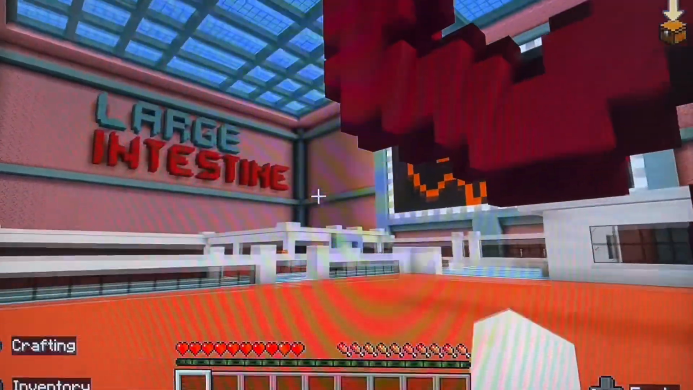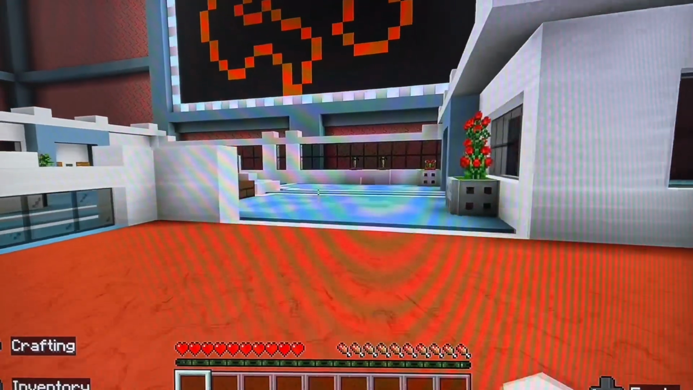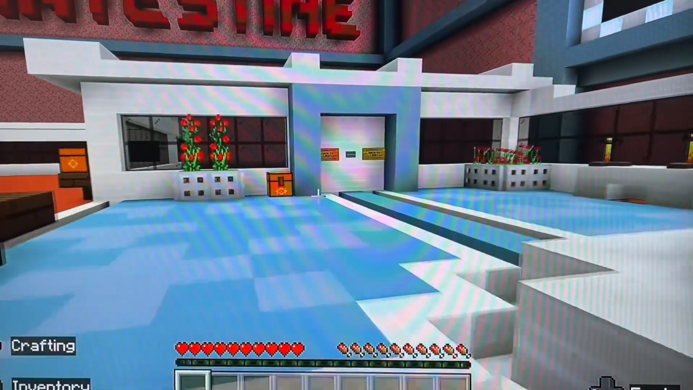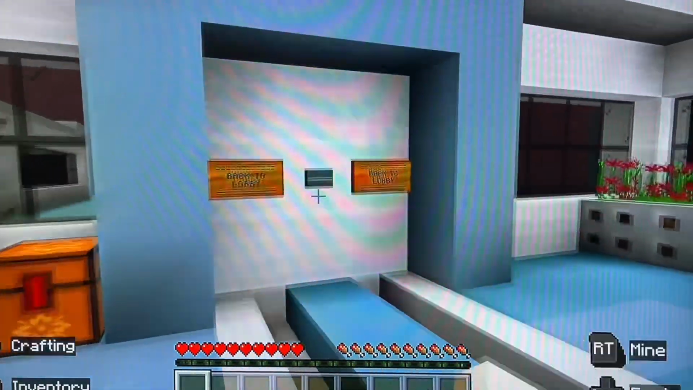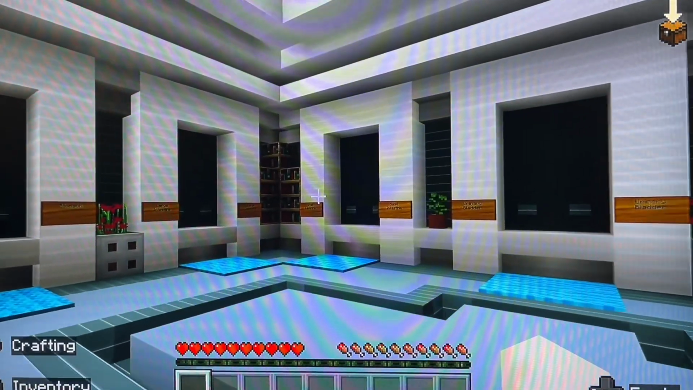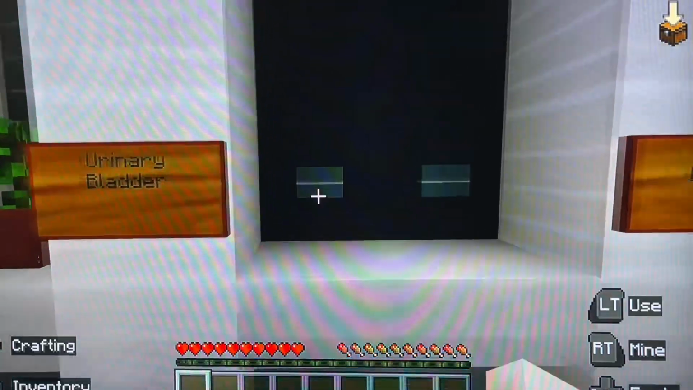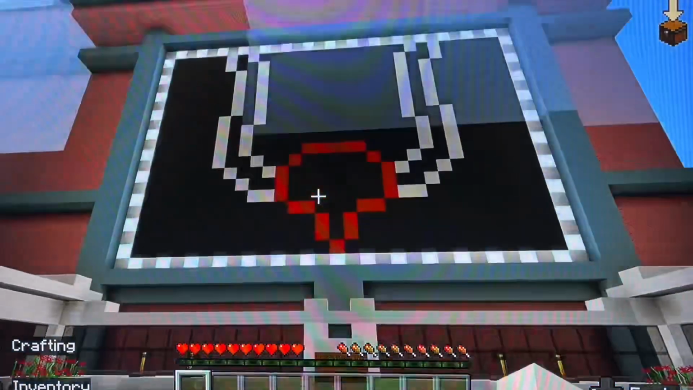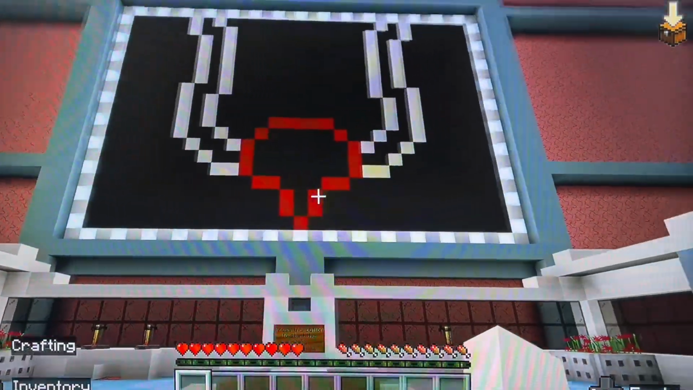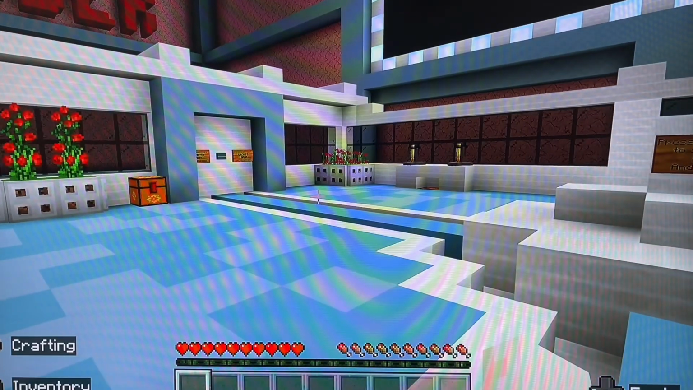Okay, so we're dealing with the digestive system there. Let's see what we have next. Okay, we have the urinary bladder. So essentially you have the urine travelling to the bladder from the kidneys, which have filtered it out from the blood.